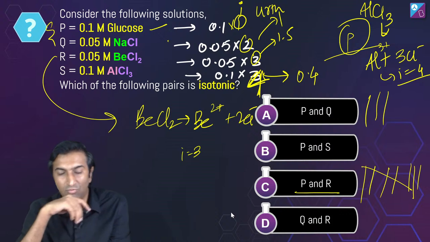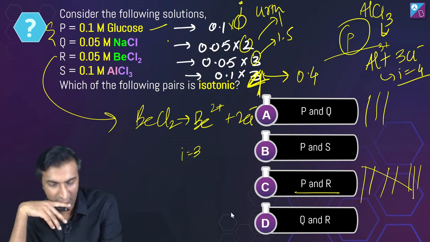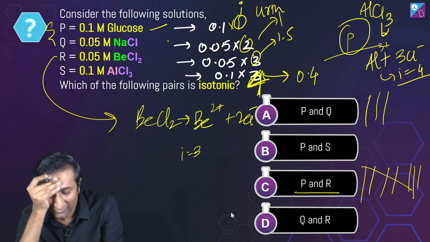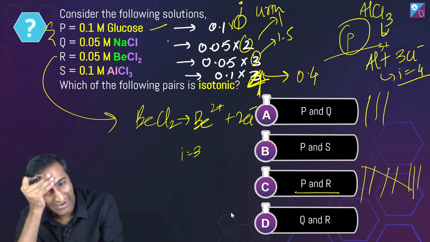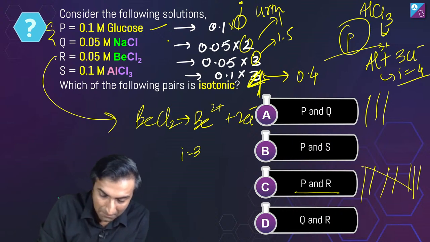So tell me one thing, why was everyone saying C, yaar? Was there some confusion in the options or what happened? I didn't get it. Saloni, how is it C, bro? I can't understand. I'm a little lost. How is it C, guys? It's going to be P and Q, right?